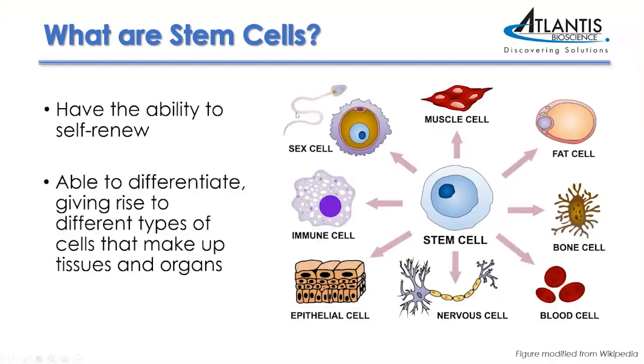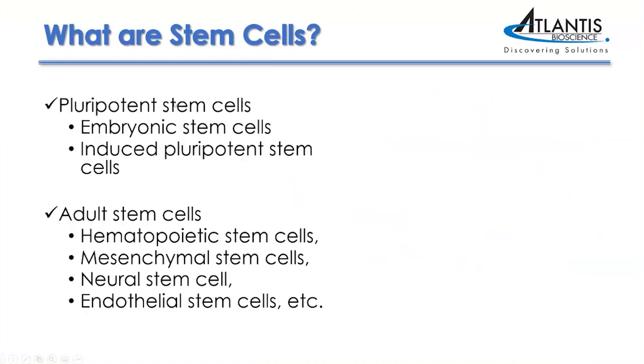So stem cells have become a very interesting research topic in recent years. So what are stem cells? They are specialized cells with the ability to self-renew, and they are able to differentiate, giving rise to different types of cells that make up tissues and organs. For example, they can be differentiated into muscle cells, fat cells, bone cells, and so on.